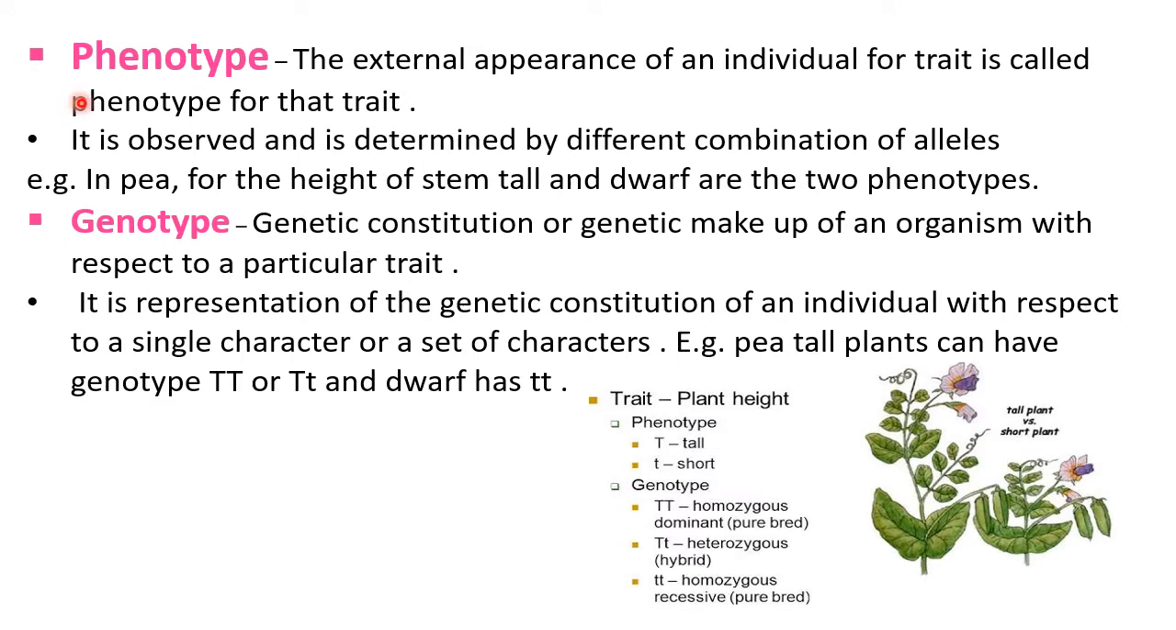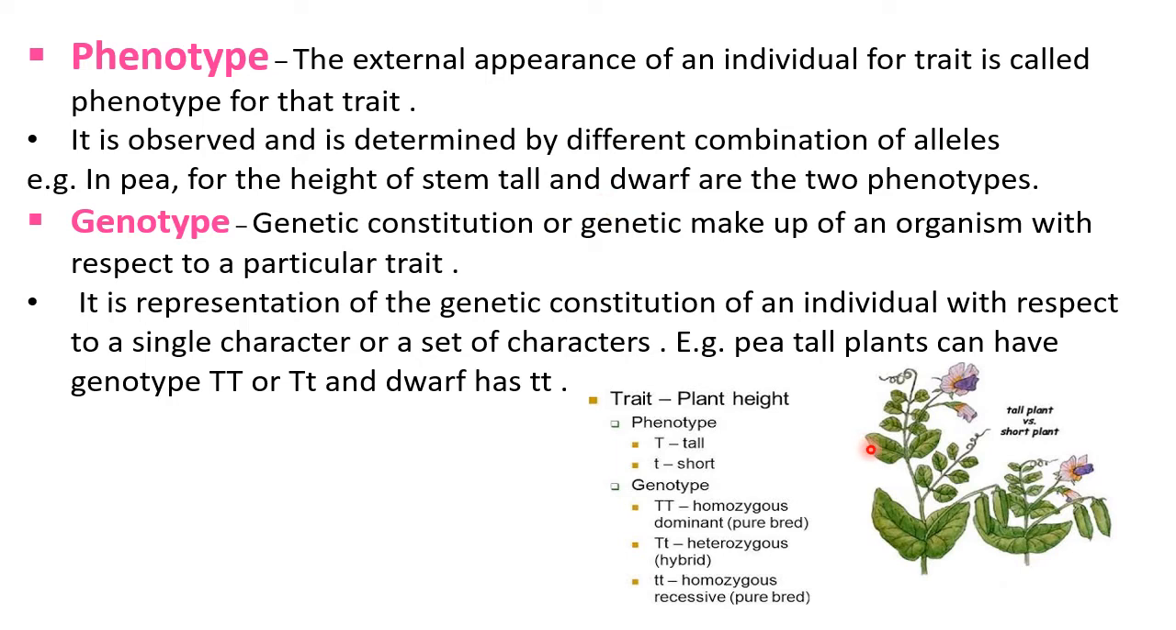Now we will see the term phenotype. The external appearance of an individual for a trait is called the phenotype for that trait. It is observed and is determined by different combinations of alleles. Alleles means genes. For example, in pea plant, for the height of stem, tall and dwarf are the two phenotypes.